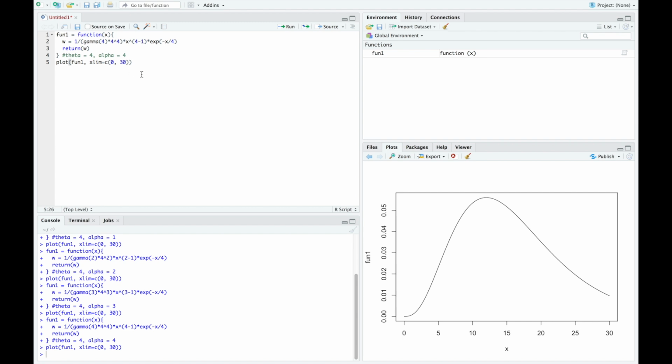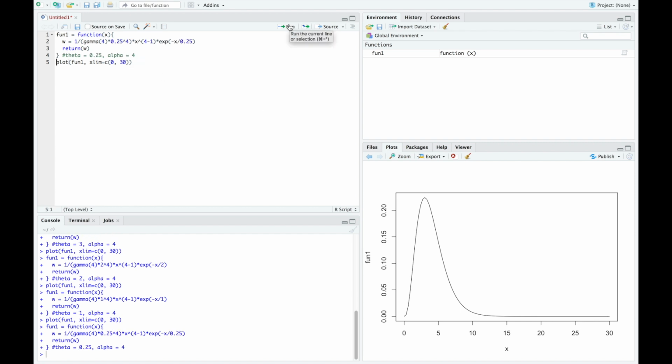Let's now leave alpha at 4 and look at changing theta and seeing what that does. Letting theta be equal to 3, you can see we're still shifting back to more and more right skewed. Theta equal to 2 is even more right skewed. Now we have theta equal to 1, we can see an even stronger right skew. In theta equal to 0.25, we also have this really, really strong right skew. So the smaller values of theta and alpha give us a more right skewed distribution, whereas the bigger values make this thing closer and closer to a normal distribution.